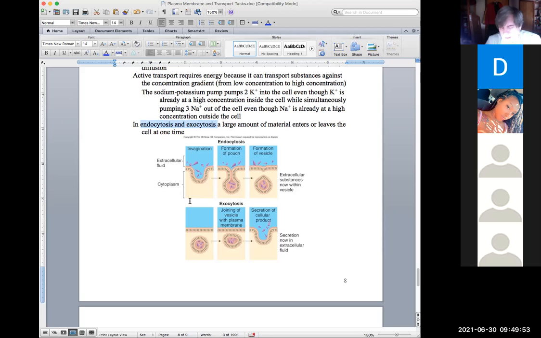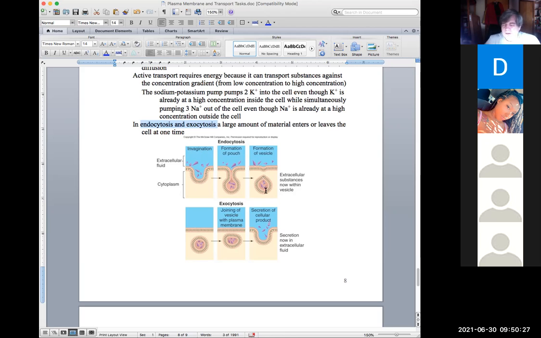So what happens in endocytosis? So we have some chemicals in the external environment. So those are these little purple blobs. And basically the membrane pinches in, and as it pinches in, it forms a little pouch or a pocket. And then this little pocket seals off. And when it seals off, we trap whatever those little purple molecules are inside the cell.